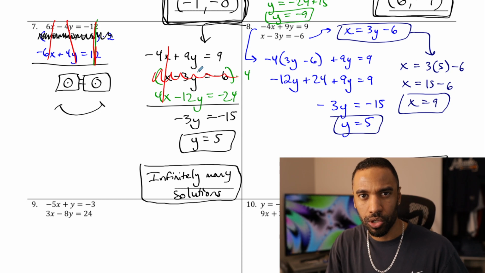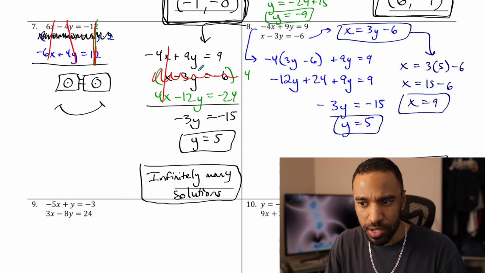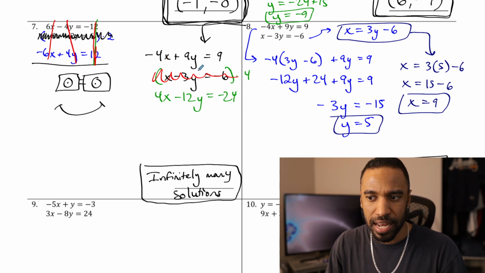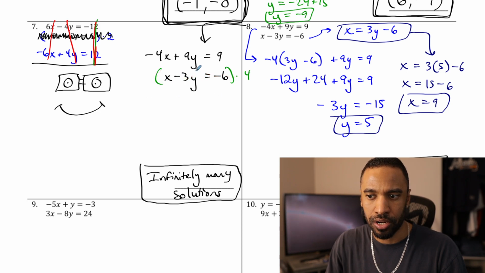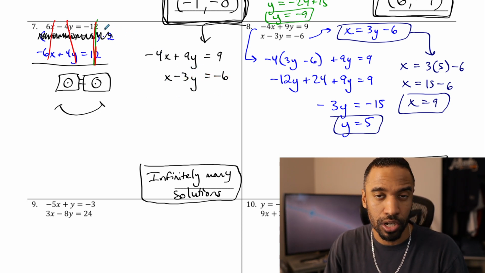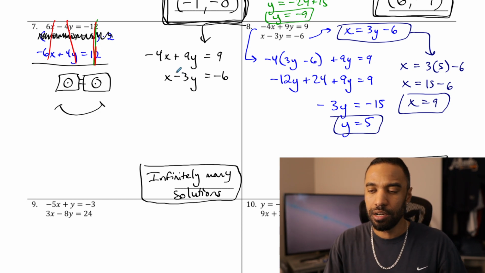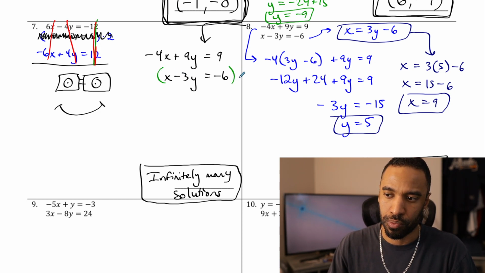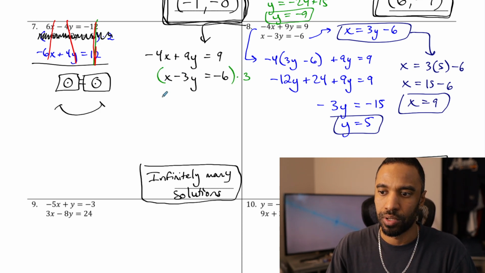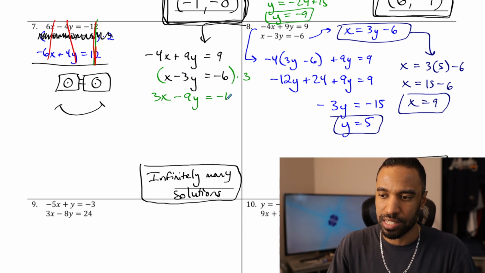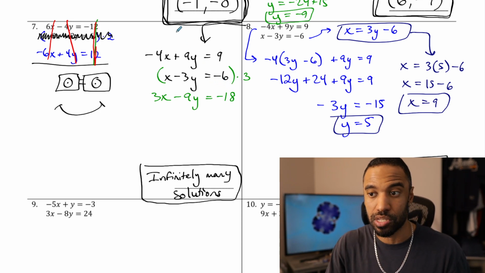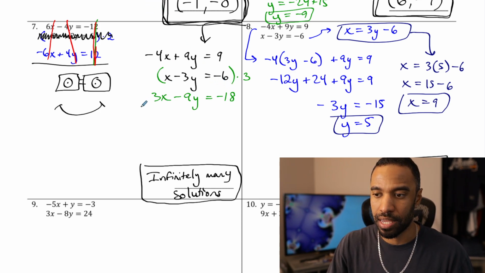You know what you could also do, which again, is normally not recommended. This one isn't bad though, because eliminating y doesn't take much either. It does maybe take erasing everything, which might be a problem for you. I could multiply the bottom equation by 3 as well. And what does that do? That gives me 3x minus 9y equals negative 18. What this does is it lets me solve for x by eliminating y here.